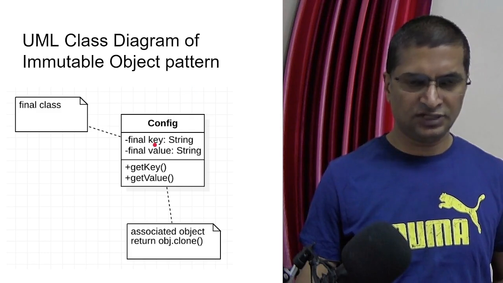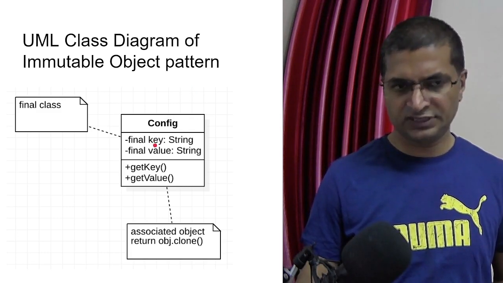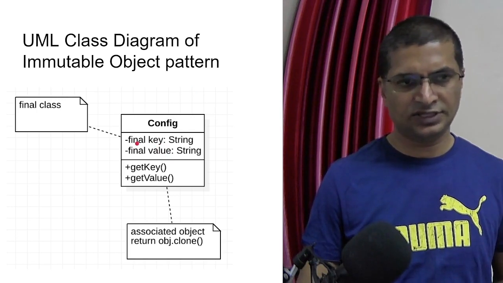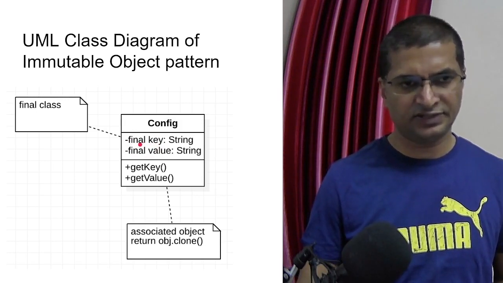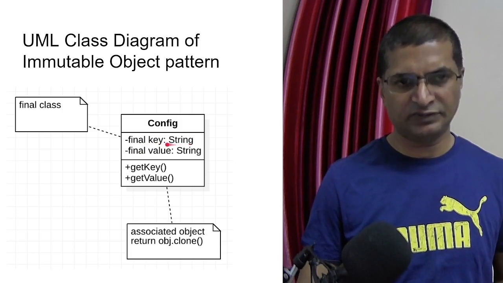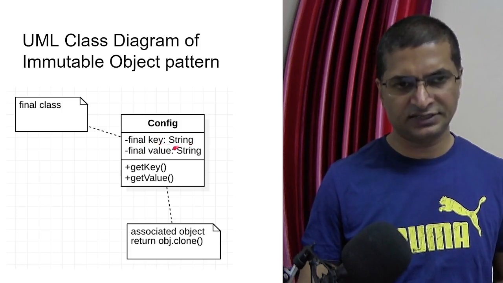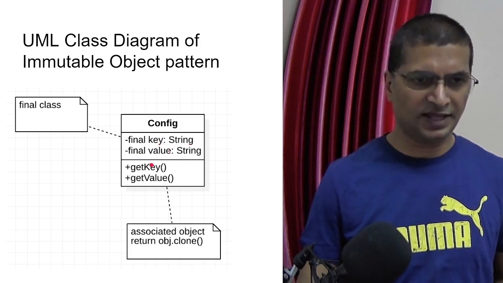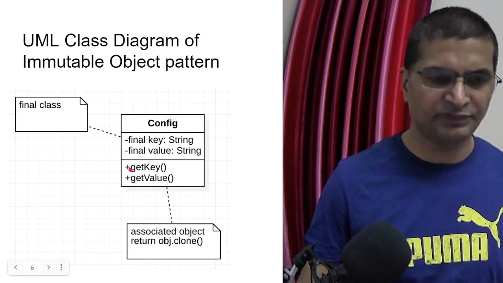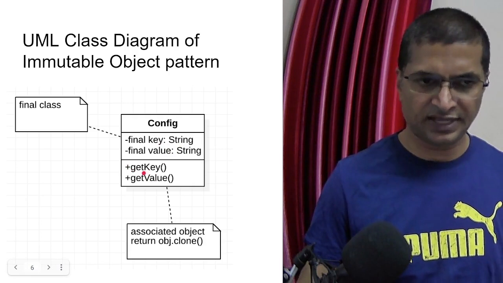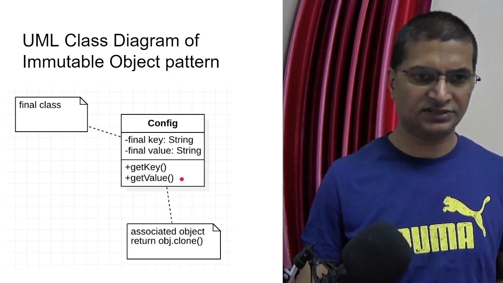There are two attributes, two properties in this: the key and the value. So the minus on key indicates what? The access modifier of key and value is private, and with the final keyword, once it's initialized, it cannot be changed. The data type of key is String and value is also String. And there are getters, getKey and getValue, as public, so they can be accessed outside of this class.